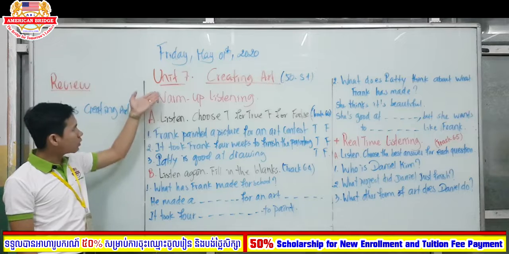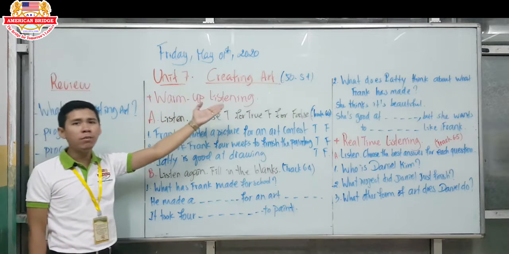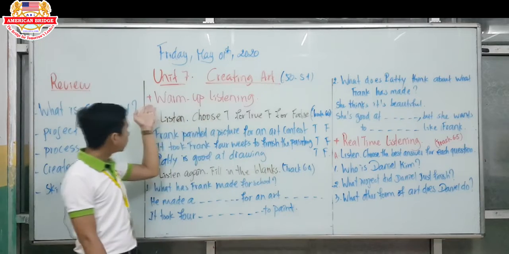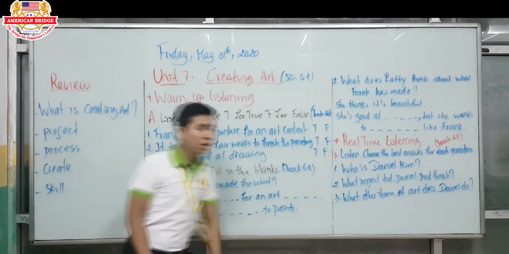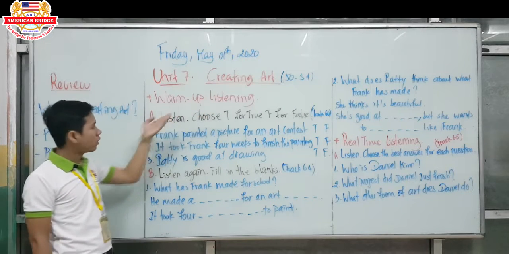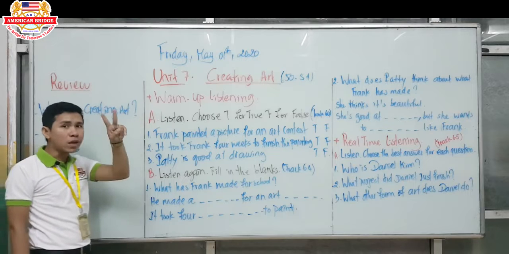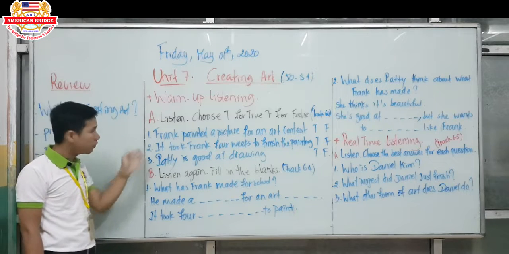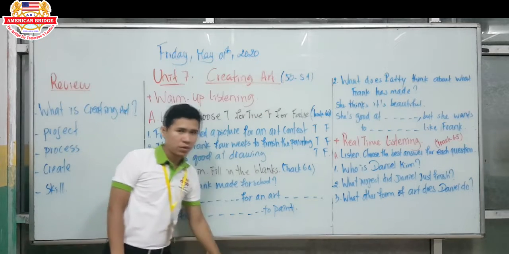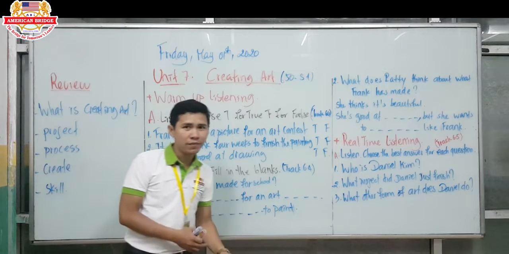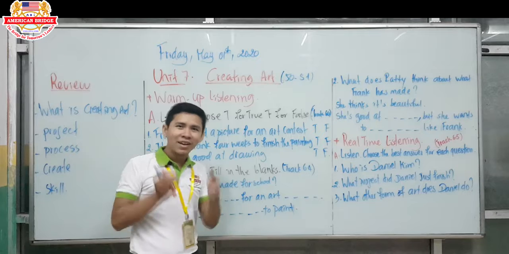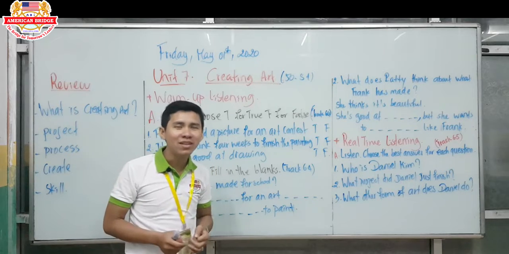So pages 50 and 51 will be divided into 2 parts, Part A, the first part, and also the second part. The first part is Warm-up Listening. Warm-up Listening is divided into 2 sections, Section A and Section B. Section A: listen, choose T for true, F for false. So here they want you to choose, right? Can you choose without listening? No, you cannot. It is a must that you choose with your listening.